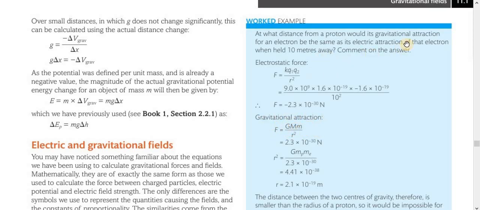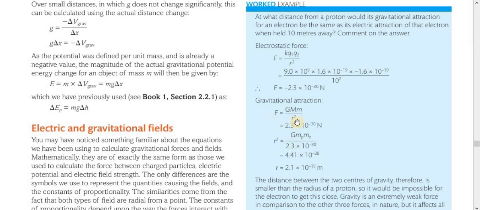Now what we are supposed to find is the distance from a proton. The question is: at what distance from a proton would its gravitational attraction for an electron be the same as its electric attraction of that electron when held 10 meters away. So that means the force here and the force over here should be the same. We have to equate the two, because we want to find at what distance both forces will be the same size. Then we use that over here, we have this.